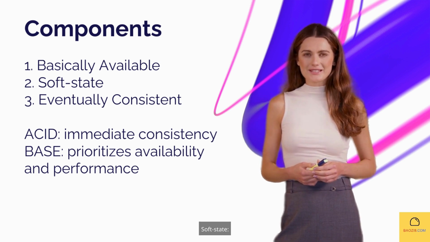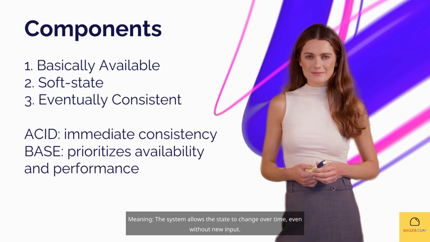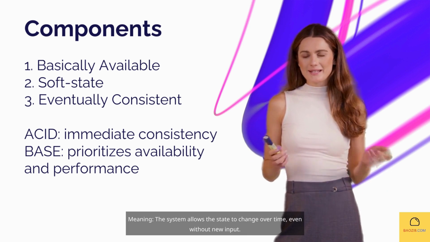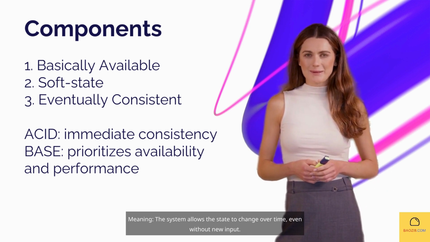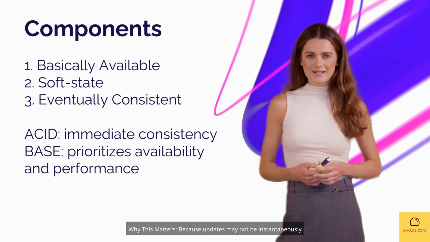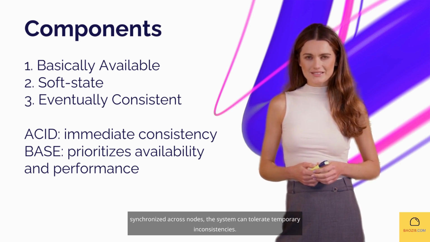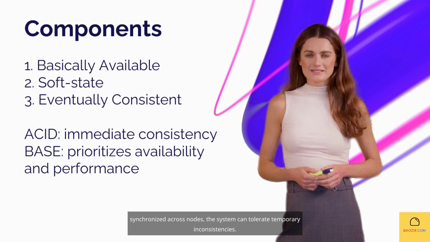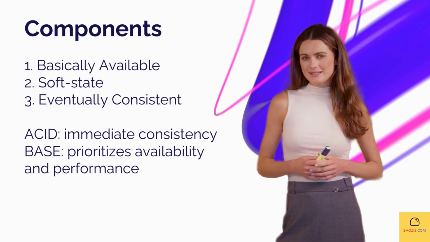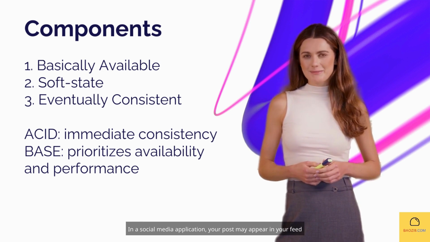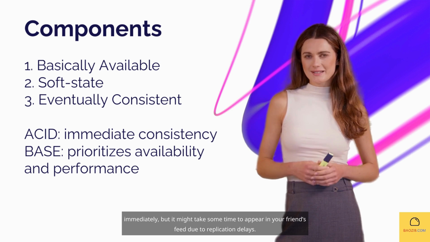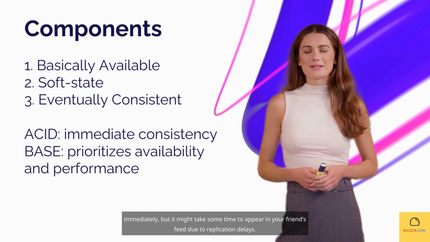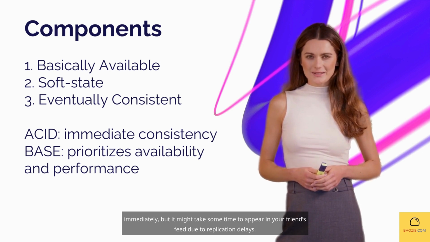2. Soft state. Meaning, the system allows the state to change over time, even without new input. Why this matters? Because updates may not be instantaneously synchronized across nodes. The system can tolerate temporary inconsistencies. Example: in a social media application, your post may appear in your feed immediately, but it might take some time to appear in your friend's feed due to replication delays.